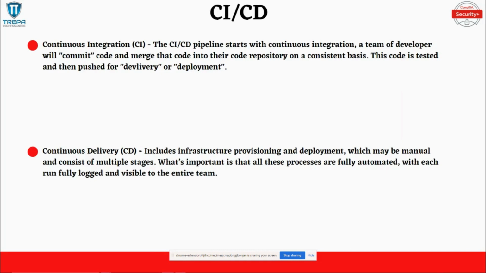And then we have the CI/CD pipeline. So CI/CD stands for continuous integration and continuous delivery. The CI/CD pipeline is going to start with continuous integration. And this is where developers will commit code consistently to then be pushed for delivery or deployment. Continuous delivery is going to include the provisioning and deployment of infrastructure in an automated way. So we're automating the production of containers or VMs to host our applications or our code.